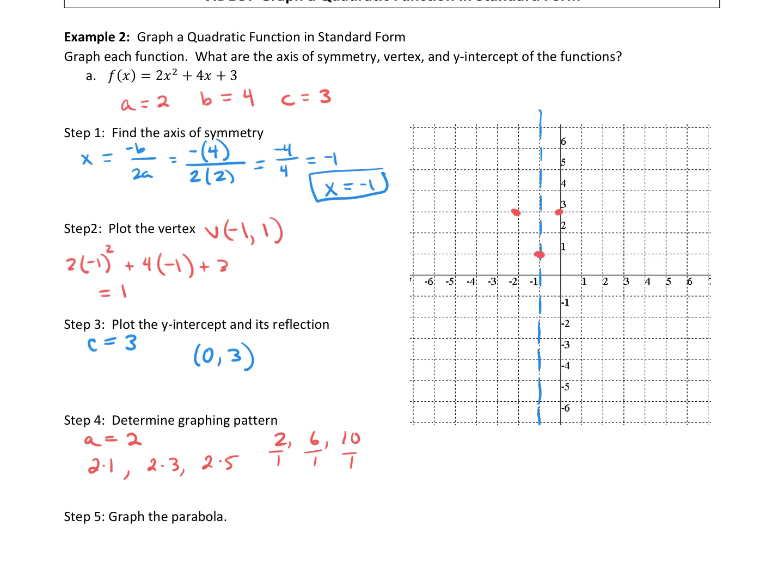To plot those points, we go back to our vertex. From the vertex, we're going to go up 2 over 1. Up 2 over 1 happens to be our y-intercept. We already have a point there, so that's good. It's all lining up. From there, we're going to go up 6 over 1. 1, 2, 3, 4, 5, 6. It's off the graph, but we can go ahead and sketch that in. It's just a couple off of the graph. And then we would get its reflection point on the other side. And then step 5, draw the parabola. All right, that's how you graph a parabola in standard form.